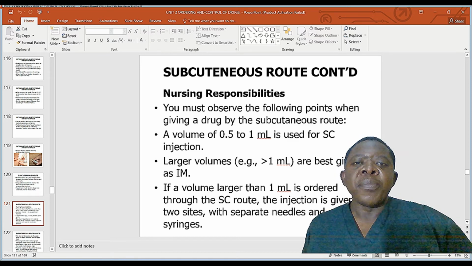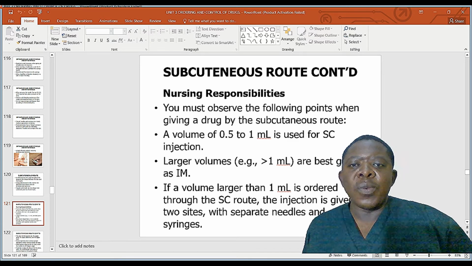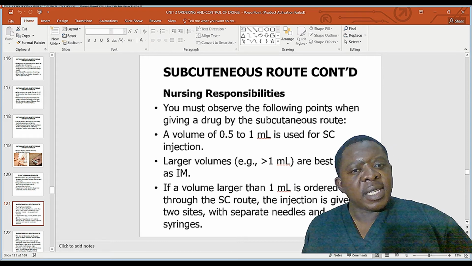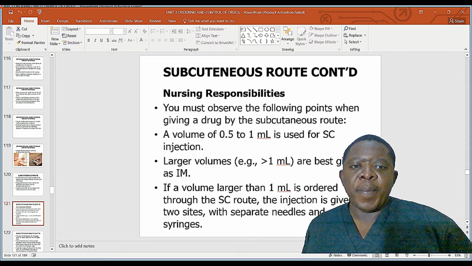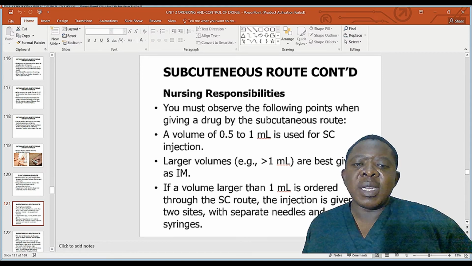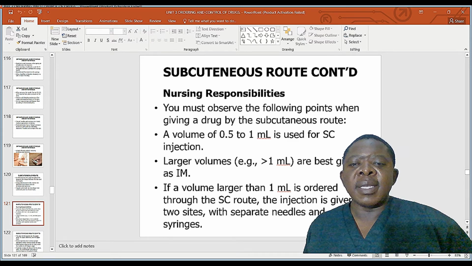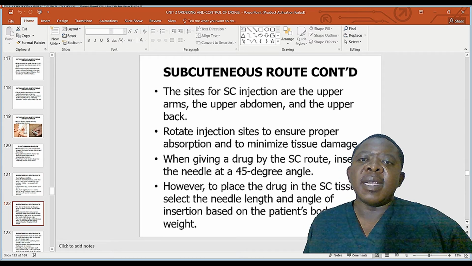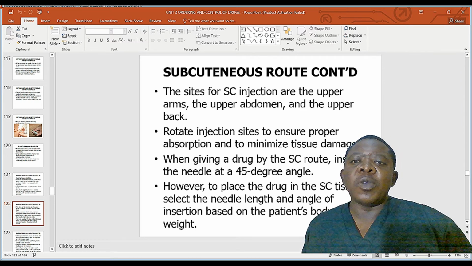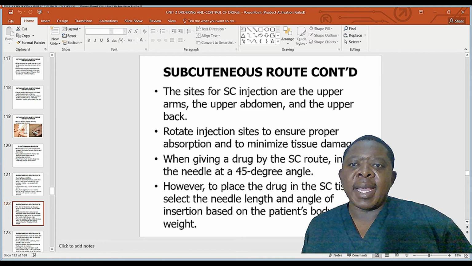That is, a volume of 0.5 to 1 ml is used for subcut injection. Larger volumes, let's say more than 1 ml, are best given intramuscularly. If a volume greater than 1 ml is ordered through the subcut route, the injection is given in two sites with separate needles and syringes. The sites for subcut injection are the upper arms, the upper abdomen, and the upper back. Rotate injection sites to secure proper absorption and to minimize tissue damage.